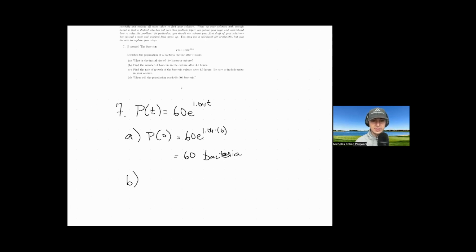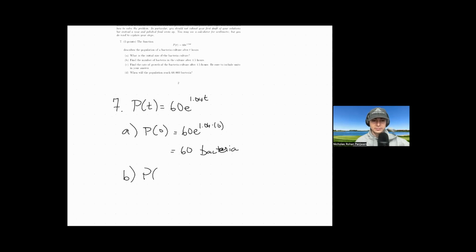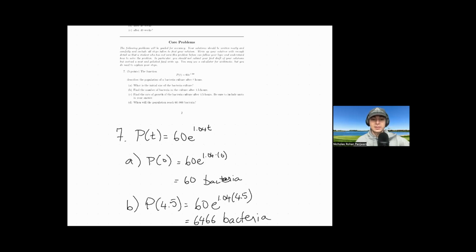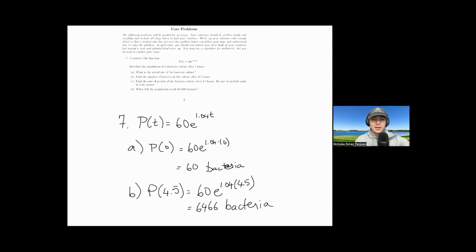B, find the number of bacteria in the culture after 4.5 hours. So P of 4.5 is 60 times e to the 1.04 times 4.5. So we're going to plug that into the calculator, and we get 6466 bacteria. Now that's a little bit more reasonable, but still, bacteria are very small. I guess they figured out how to start with only 60 bacteria.